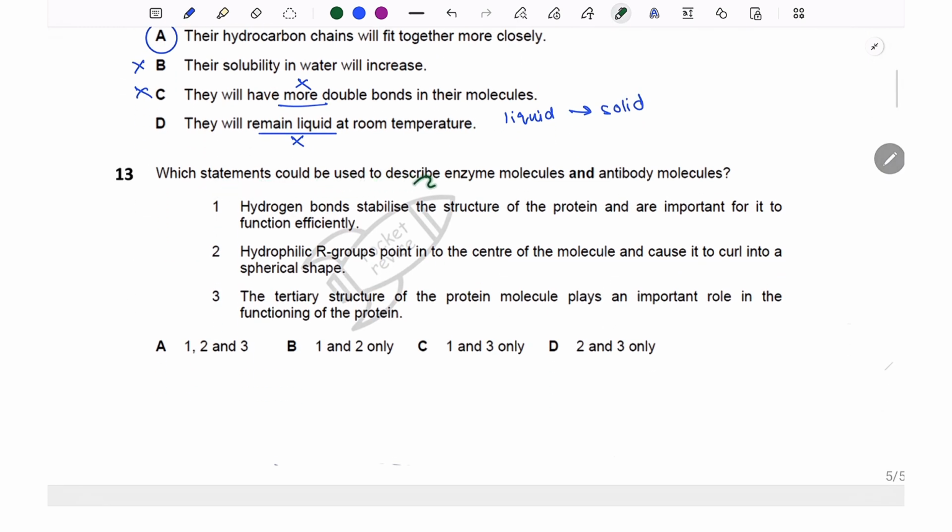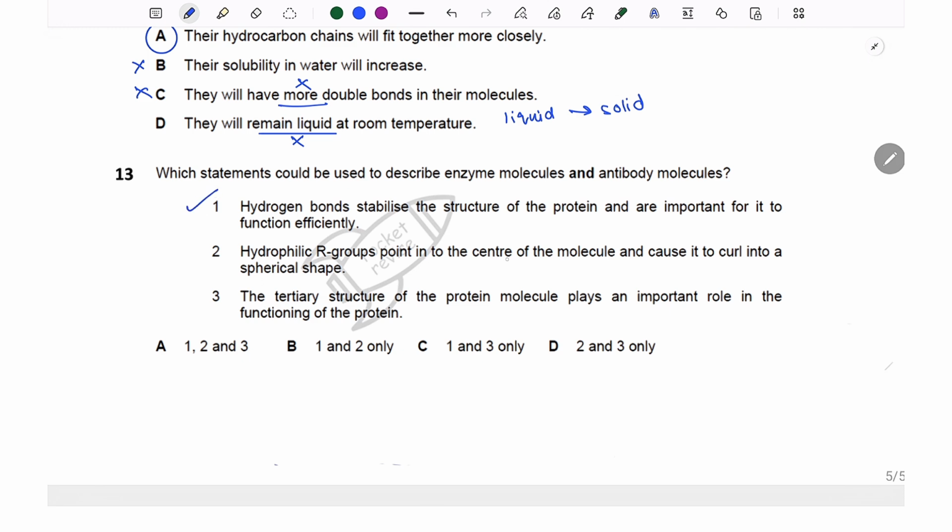13. Which statements could be used to describe enzyme molecules and antibody molecules? So remember, enzyme molecules are 3D shaped molecules. Enzymes, you know what they are, both are protein. Antibody molecules are Y-shaped immune system proteins. 1. Hydrogen bonds stabilize the structure of the protein and are important for it to function efficiently. That is true.